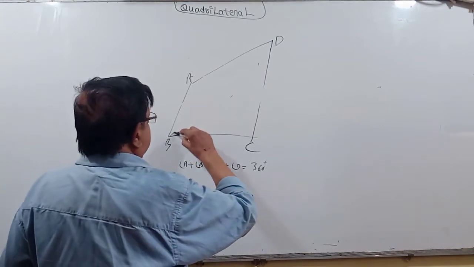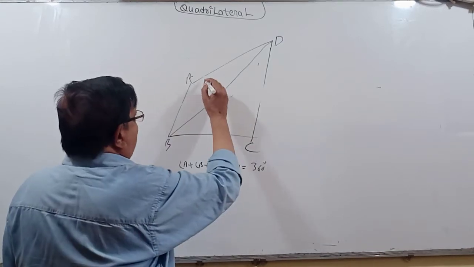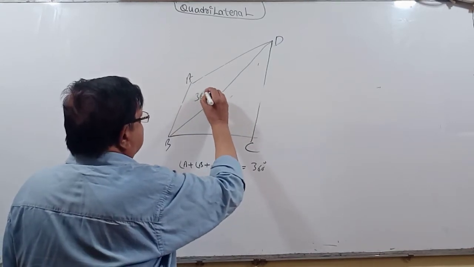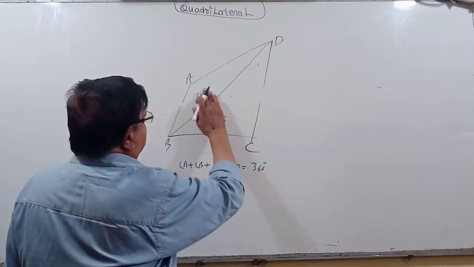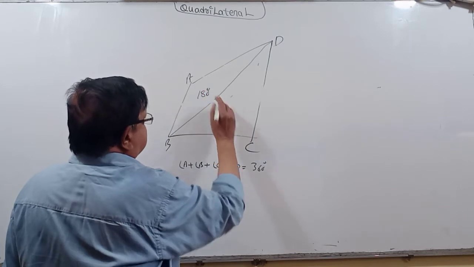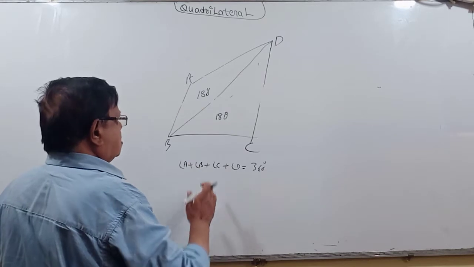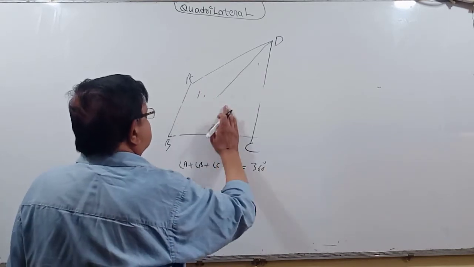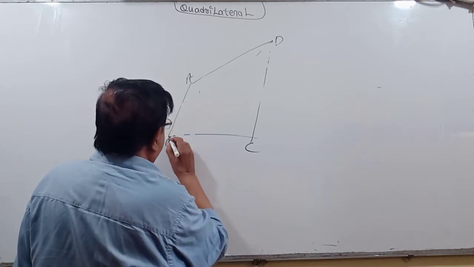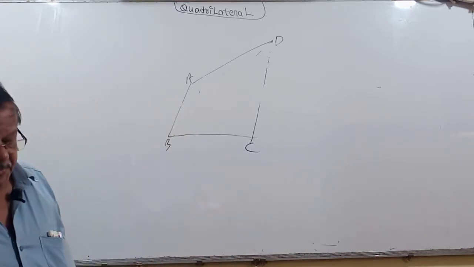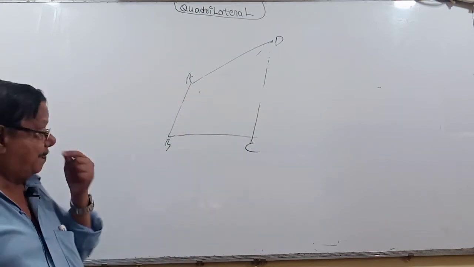If I draw a diagonal like this, it is called a diagonal. This is a triangle. Triangle's total angle is 180 degrees. This is another triangle, also 180 degrees. 180 plus 180 is 360 degrees. So the total angle of a quadrilateral is equal to 360 degrees. This is a theorem. You can remember that. There is no need to prove it. Now coming to the most important part of a quadrilateral.